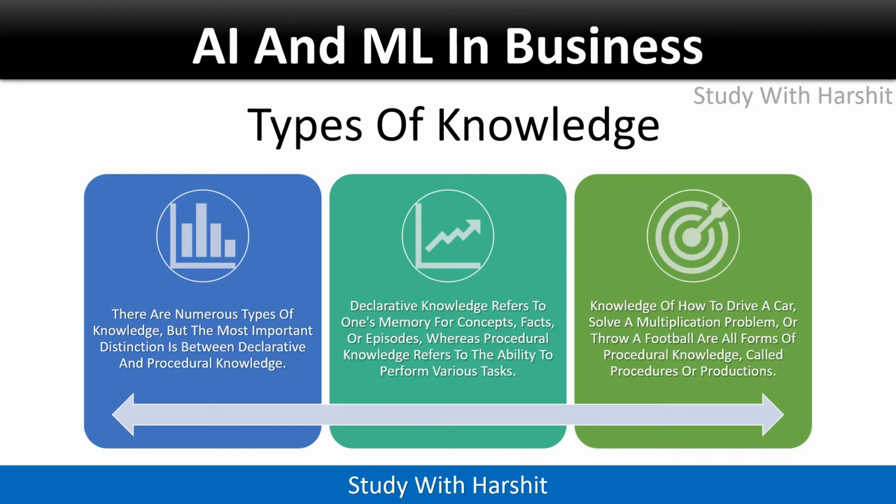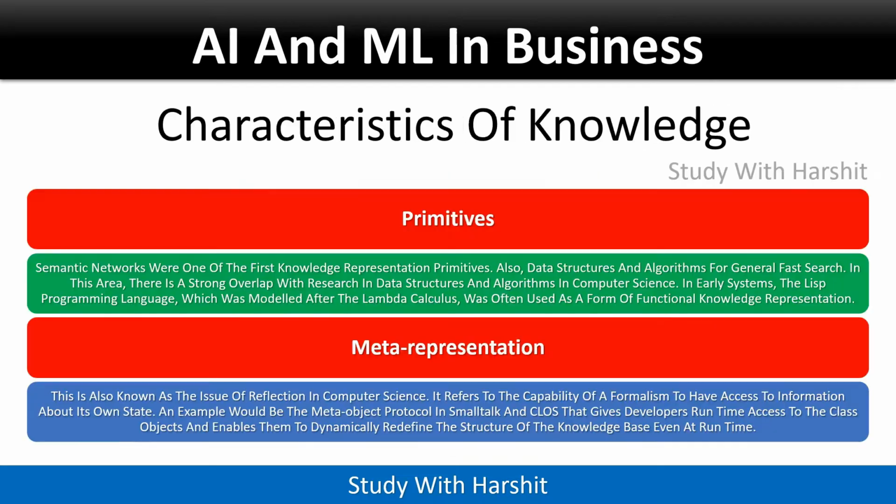Types of knowledge. There are numerous types of knowledge, but the most important distinction is between declarative and procedural knowledge. Declarative knowledge refers to one's memory for concepts, facts, or episodes, whereas procedural knowledge refers to the ability to perform various tasks. Knowledge of how to drive a car, solve a multiplication problem, or throw a football are all forms of procedural knowledge, called procedures or productions.